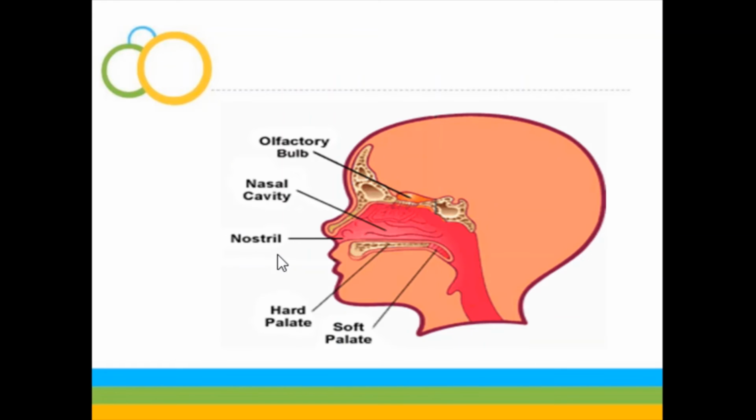Okay, let's get to know the different parts of our nose. Let's have the basic parts of our nose. Just a quick reading of the following parts. Repeat after me, okay? Let's have this one. Look at the arrow. Everybody say, olfactory bulb. Again, olfactory bulb. Your turn.